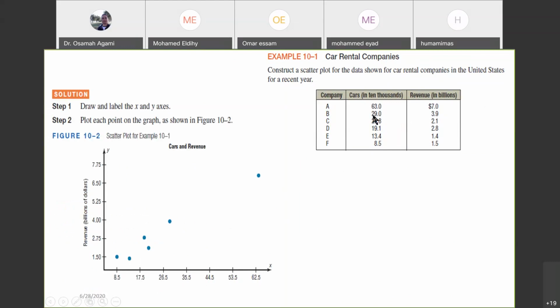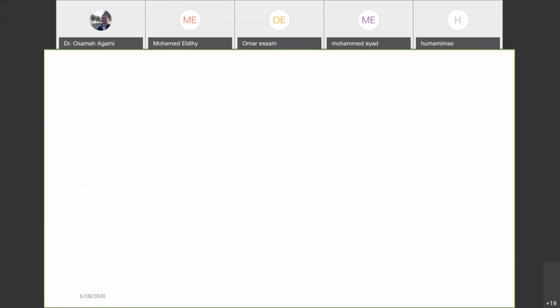I get the first pair, 63 and 7, so if I go for 63 and 7, this is a point. The second pair, 29 and 3.9, so say 29 is here and 3.9 is here, right? So I represent each pair as a point, and I scatter the points here. It's very close to the line. From left to the right it is going up. So the relation between the number of cars and the revenue is positive, right? This is what I said.